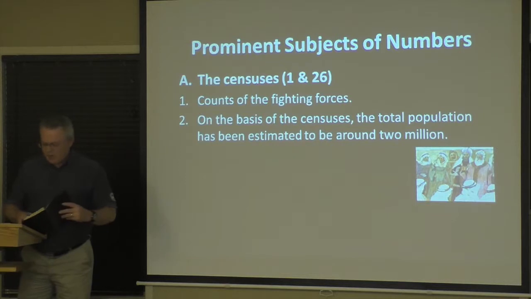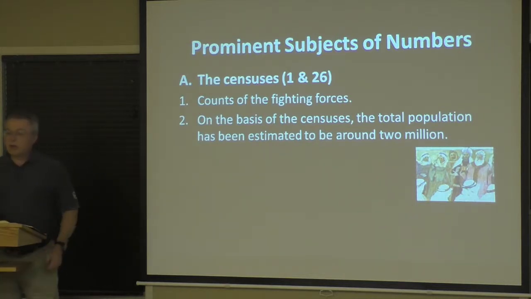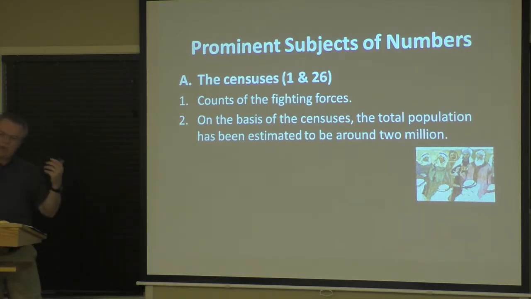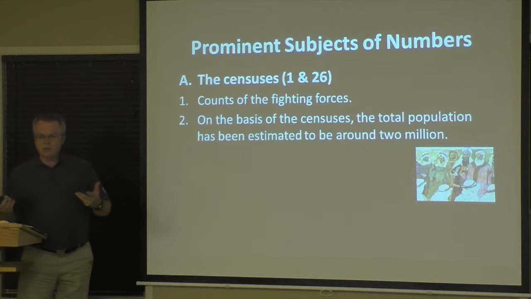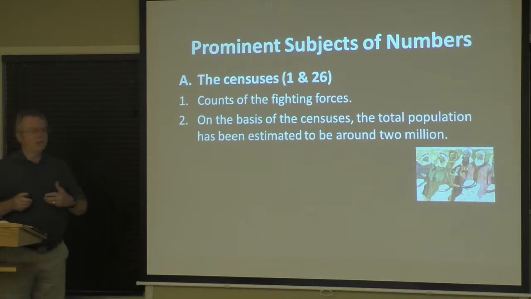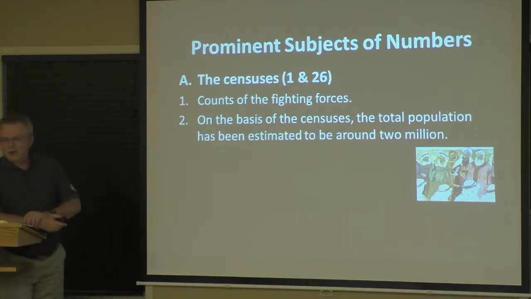The estimate for the number of warriors was around 600,000. Okay. So with that, you start adding in spouses, kids, and all the rest of it. That's why we come up with the estimate of around 2 million people. Now again, that's quite the spread of people. And they're moving from Mount Sinai to the plains of Moab, and they'll travel all over, right?